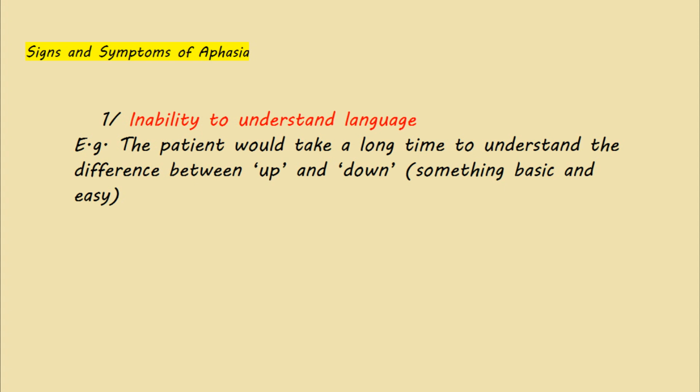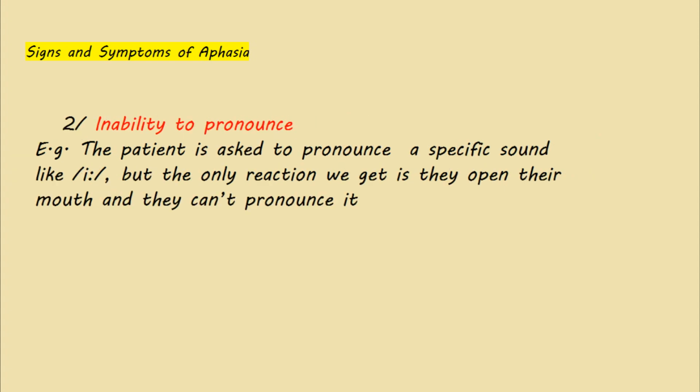Okay? Then the second point or the second sign is the inability to pronounce. For example, the patient is asked to pronounce a specific sound like E, long E in phonetics, in phonology if you want. But the only reaction we get when we ask them to pronounce that sound is the fact that they are opening their mouths, but they cannot pronounce it. Okay? This is the second sign.